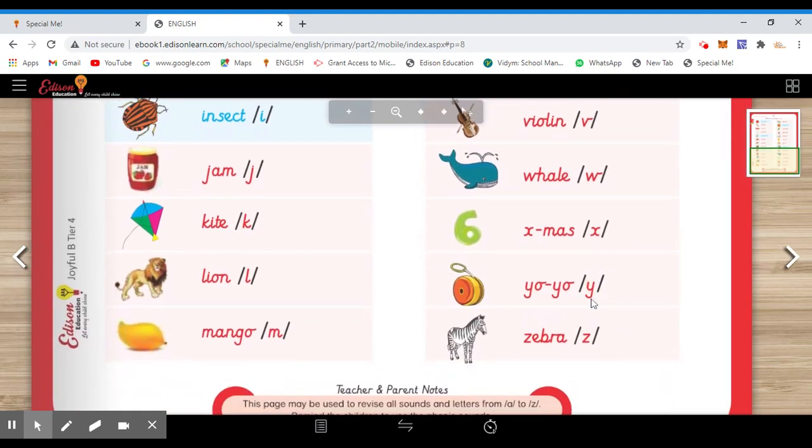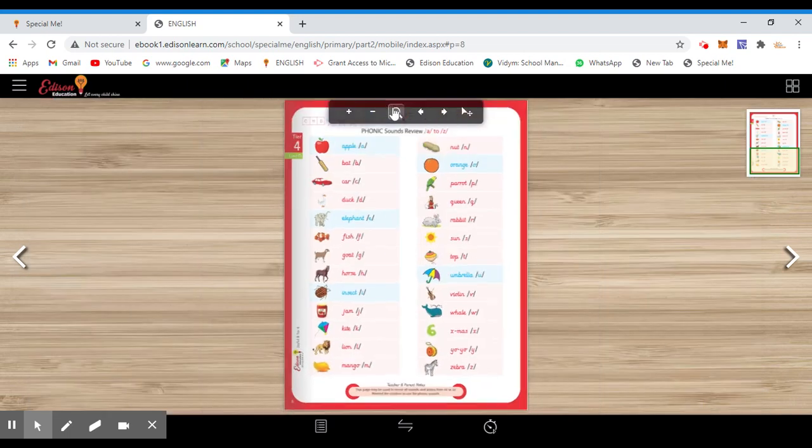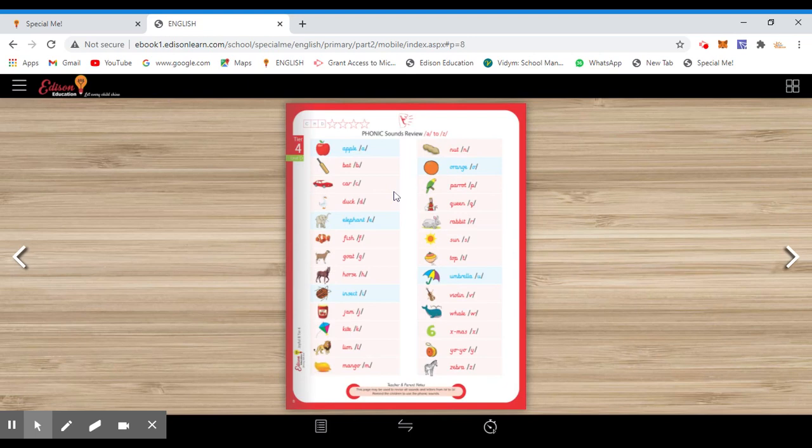Now look at the next letter. This is letter Y. And here is a phonic sound of letter Y. Y, yo-yo. Next, this is letter Z. And Z is a phonic sound of letter Z. Z, zebra. So now students, this way you have to revise all the letters from letter A to letter Z, its phonic sounds as well as their pictures also.